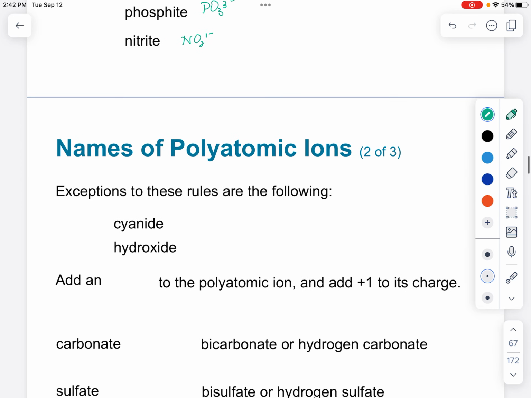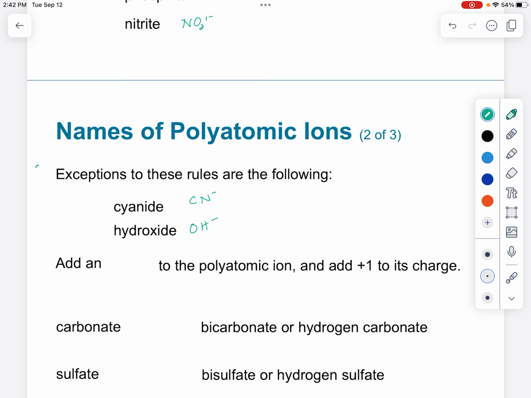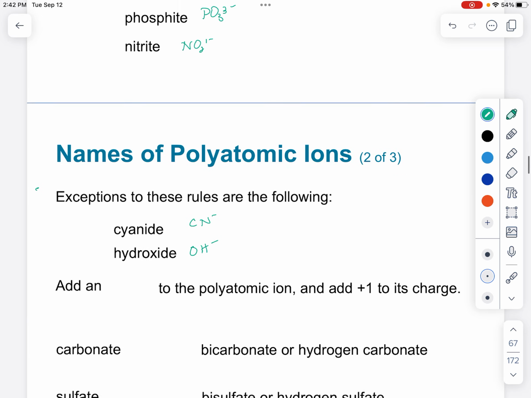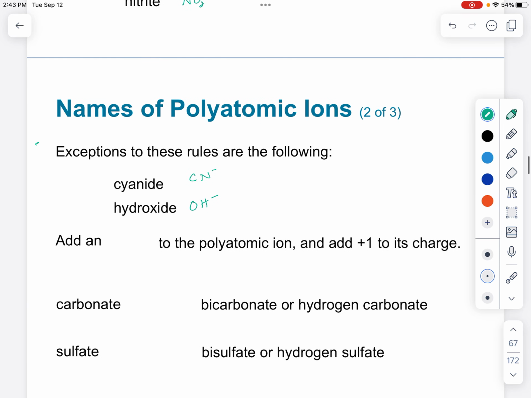Then there's cyanide and hydroxide. I don't know what rule they're talking about. Those don't have oxygens.